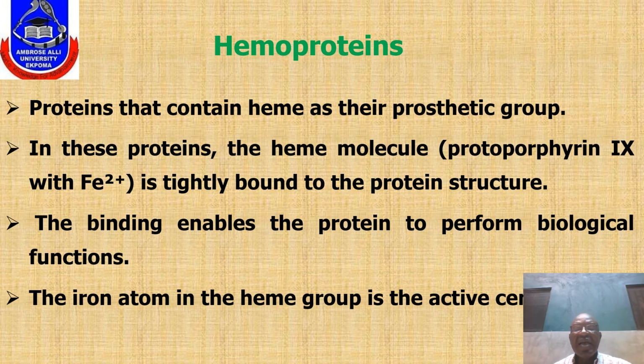In these proteins, the heme molecule, which is protoporphyrin 9 with the iron, is tightly bound to the protein structure. It is this binding that enables the protein to perform its biological functions. That is, the binding between protoporphyrin 9 with iron. With the absence of iron at the central core of the molecule, that protein cannot be functional, because the iron atom in the center of the heme group is the active center.